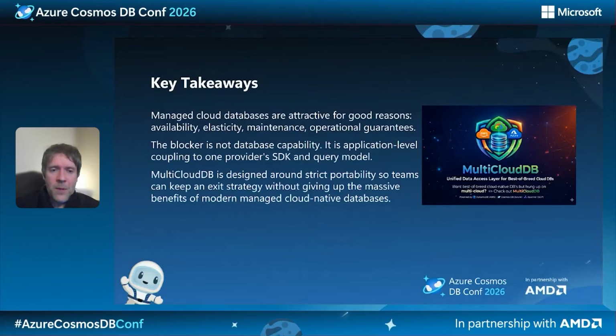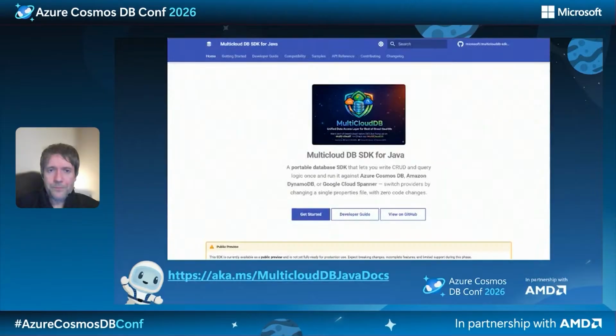And multi-cloud DB is designed to blow that open by having a strict portability design from the ground up, so teams can keep an exit strategy and deploy in cross-cloud scenarios without giving up the massive benefits of modern managed cloud databases like Azure Cosmos DB and our counterparts in Amazon and Google and so on.